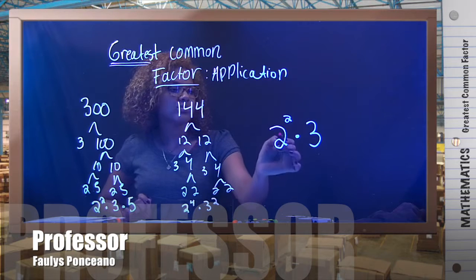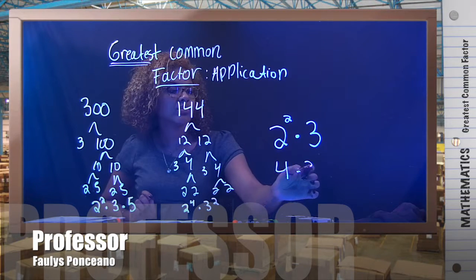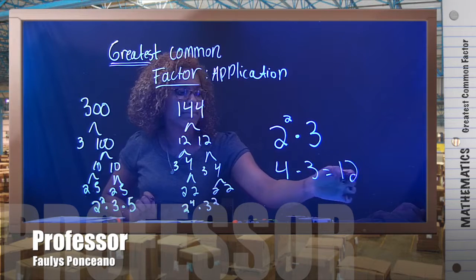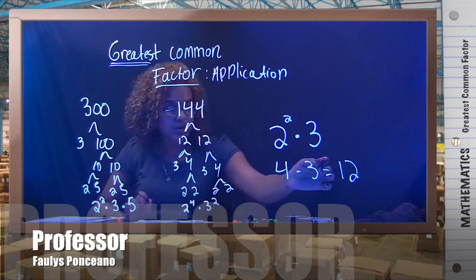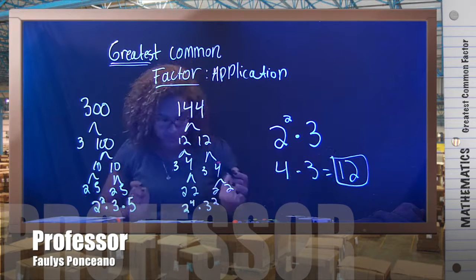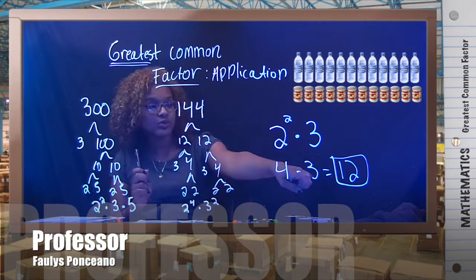So then you have 2 squared gives you 4 times 3, which gives you 12. So the greatest common factor between 300 and 144 will be 12. So that will be your final answer. And that's the number of groups you will need to put.